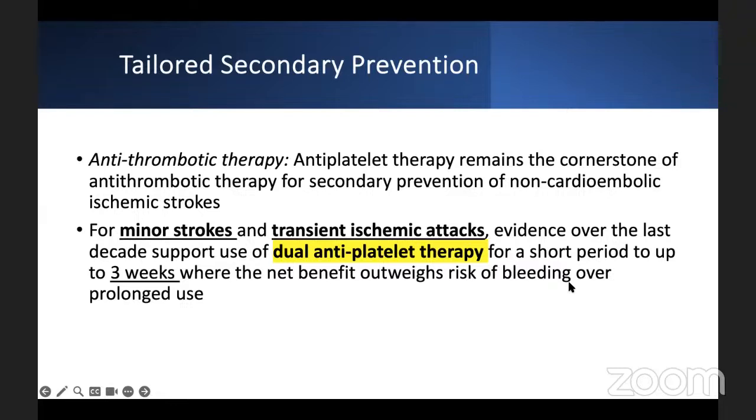So the take-home message is, it is better to give an antiplatelet. A single one is okay. But if you are certain that this patient has had a mild stroke or a transient ischemic attack, and you are confident about it, then you can give a dual antiplatelet. And when you give the dual antiplatelet, you have to give it for just 3 weeks and nothing more. It appears that the longer the duration on dual antiplatelets, the greater the risk of bleeding.